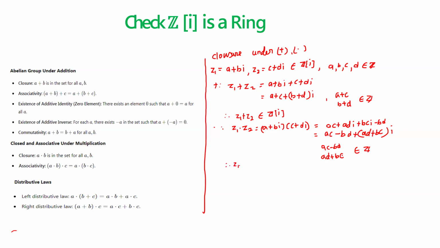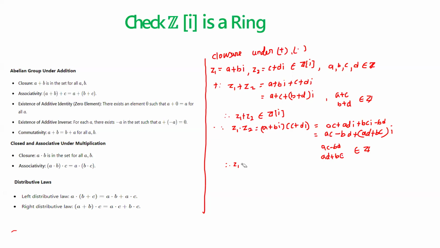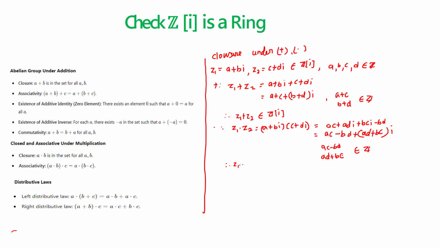Therefore, z1 into z2, this is the product z1 z2, belongs to Z[i]. Now we verified that Z[i] is closed under addition and multiplication. That is, we checked this one and this one.